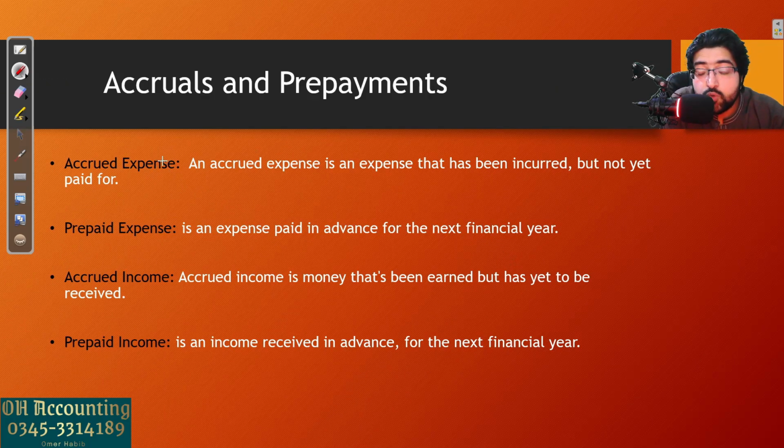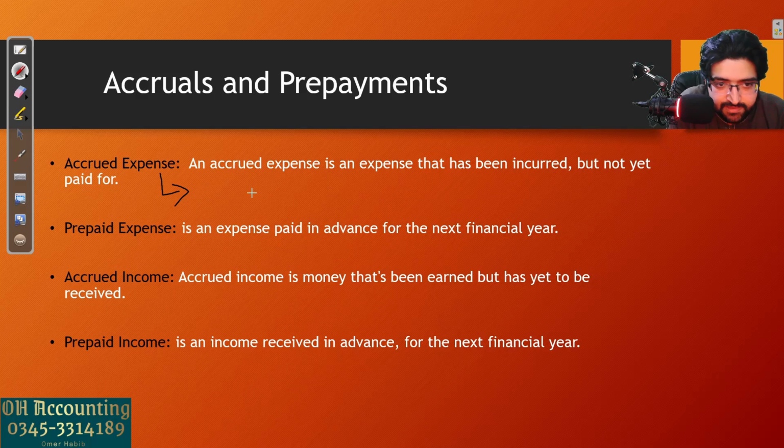What is an accrued expense? An accrued expense is simply, for example, you have used a service but you haven't paid for it yet. An expense that has been incurred but not yet paid for. For example, we are in the month of Feb. Let's say we are in the month of Feb. We used internet in the month of Jan.